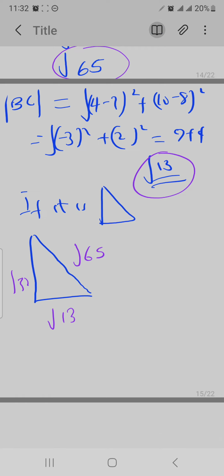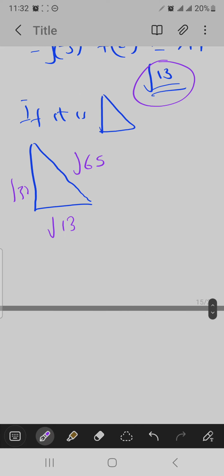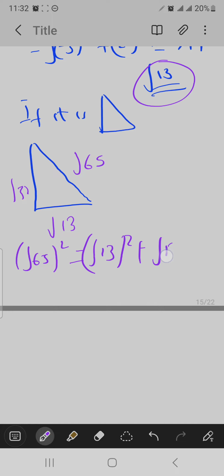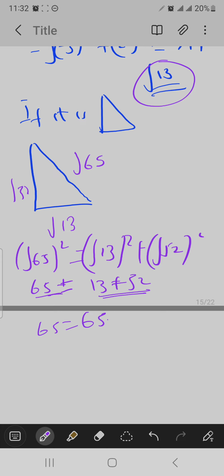So now, if I were to check, the square of root 65 must be equal to the square of root 13 plus the square of root 52. So this one will be 65 equals 13 plus 52. If I add this, it must be this. So it means 65 equals 65. So it means that this one is going to be a right angle triangle.